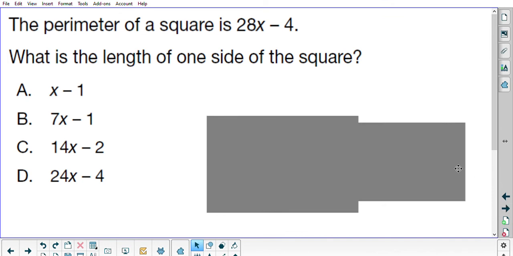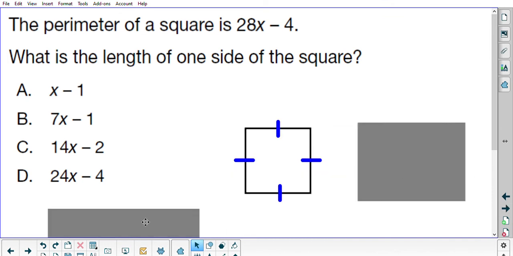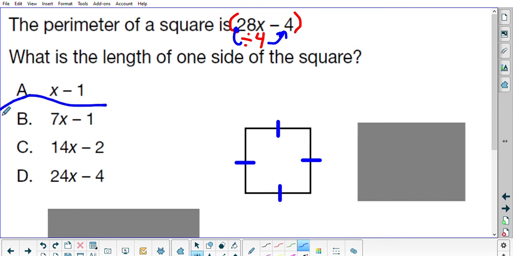All right, I hope you've already done this problem on your own. The unique thing about a square is that all four sides are congruent. That's what these little slash marks are supposed to show you, that they are congruent sides. So if all four sides are congruent, then what you could really do is just take the perimeter and divide by 4. But if you do that, you need to use the distributive property. Think of this as something in parentheses. Divide them both by 4. So you're going to divide by 4 to the 28x, and you're going to divide by 4 to the minus 4. And that would give you 7x minus 1, which is choice B.